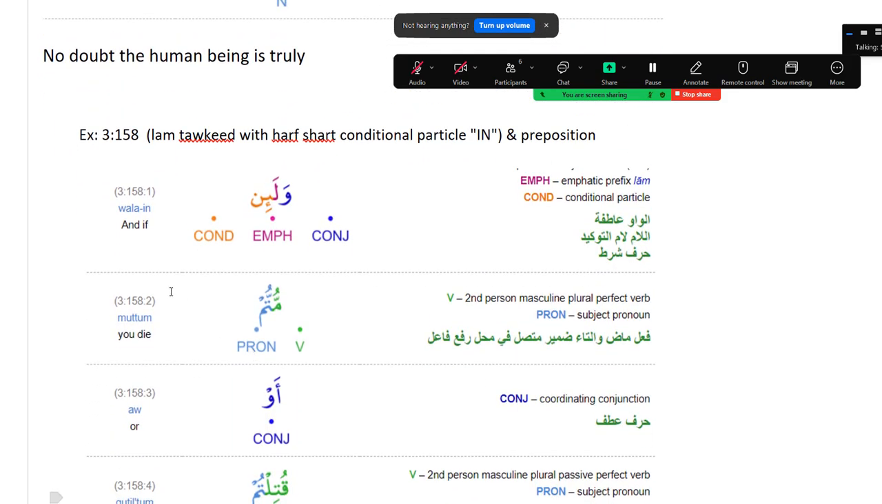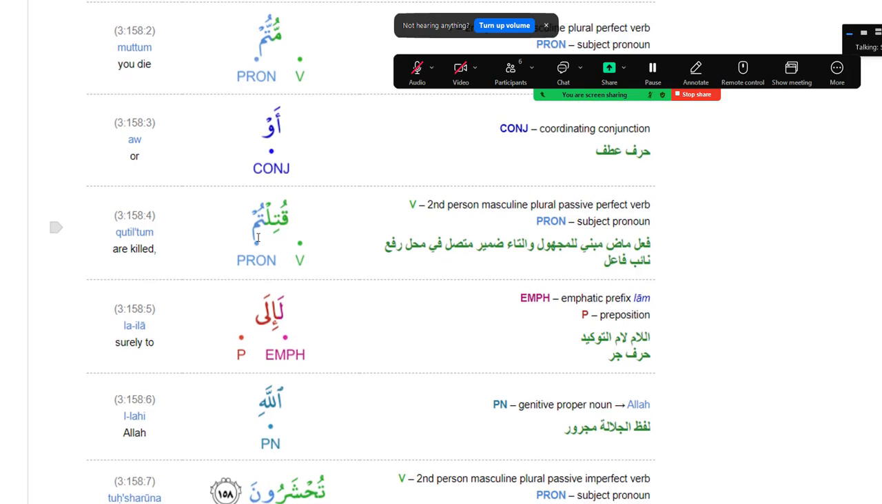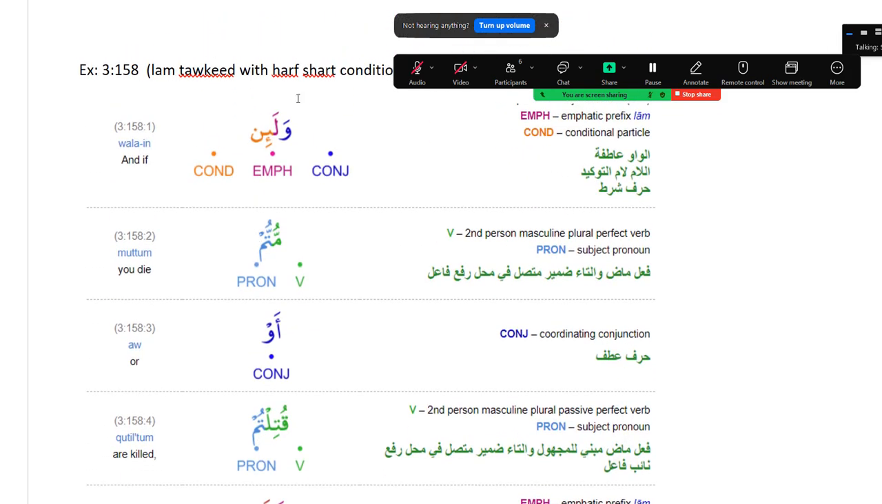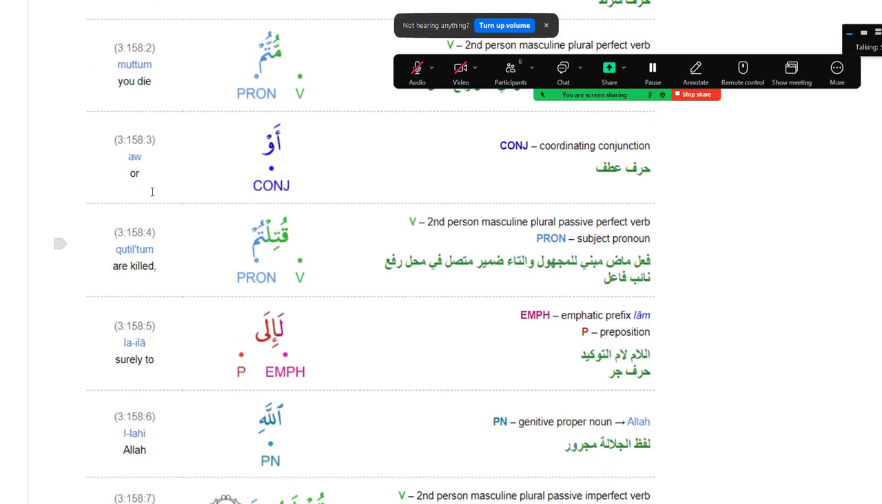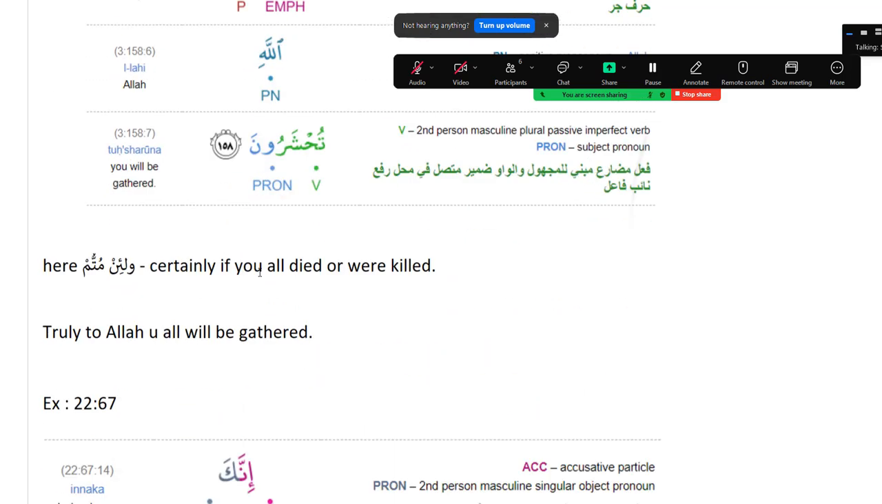Now, lam tawkeed with a harf, that is the conditional article in, right? And the preposition. Wala in muttum aw qutiltum la ilallahi tuhsharun. So lam of emphasis, la in. In is if. This is a conditional article, right? And you have an emphasis with that. La in. And if you die or are killed, surely to Allah you will be gathered. So la ila, right? So la is lam of emphasis and then you have the huruful jar.